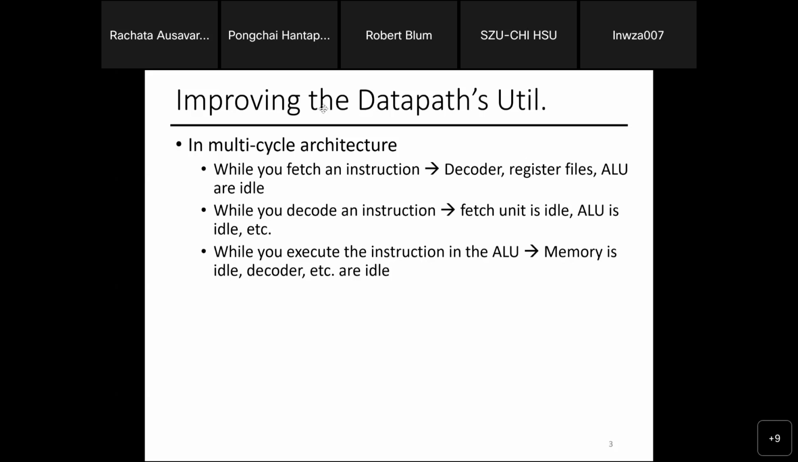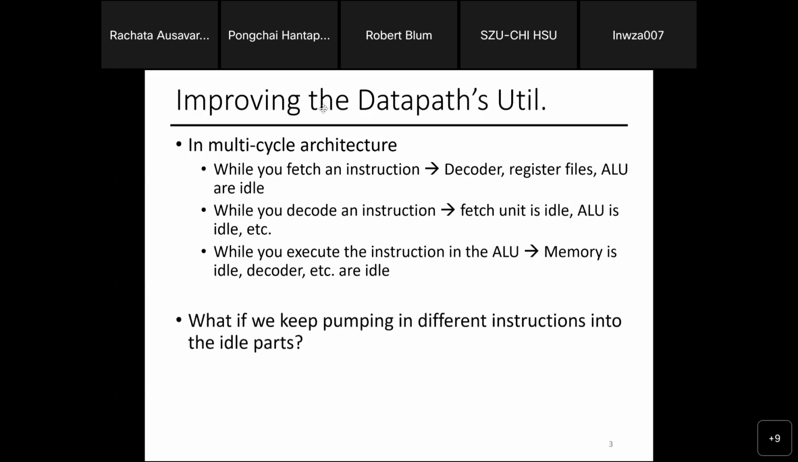Not at all, right? Why bother having 5 people? You can probably run the whole project with one guy, right? In that case, there's no need to have 5 people at all because at any given moment, only one of them is active. Similar idea here, right? We have a lot of hardware, only a fraction of them are active. The idea is, let's say my instruction is decoding, can I pump another instruction into the fetch?